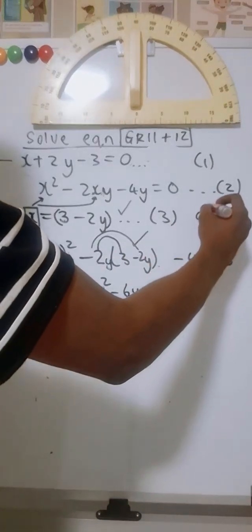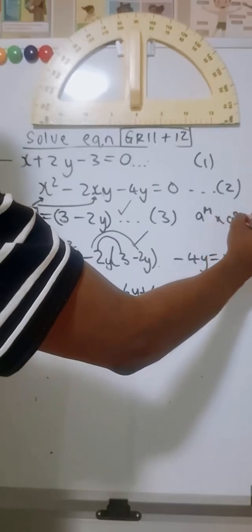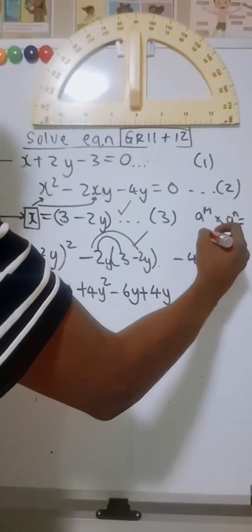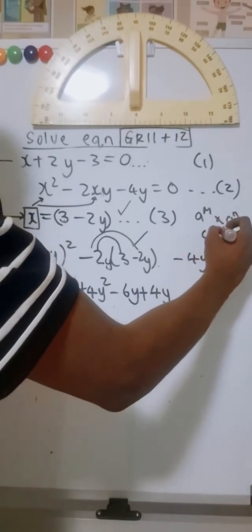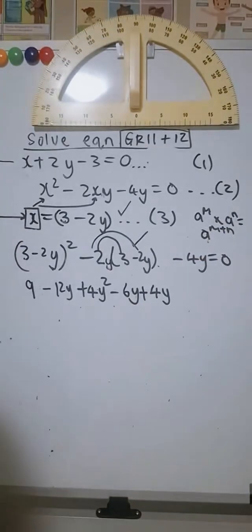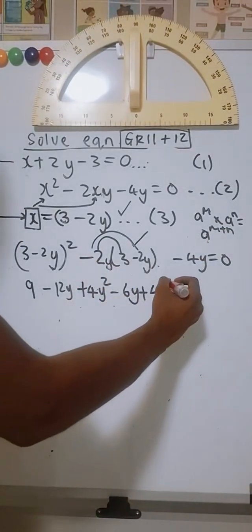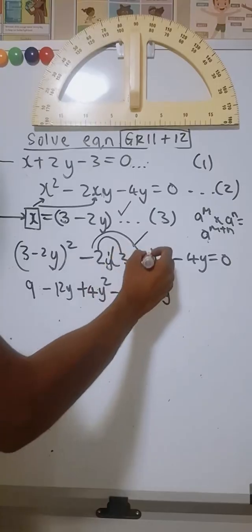Laws of exponents say if you are multiplying same bases, you keep the base, you add the exponents. So y times y is going to give me y squared, because 1 plus 1 is 2.